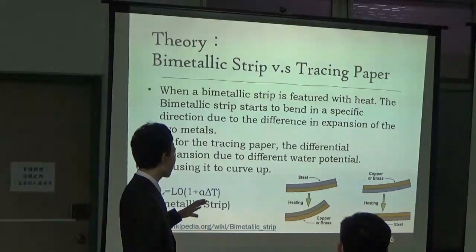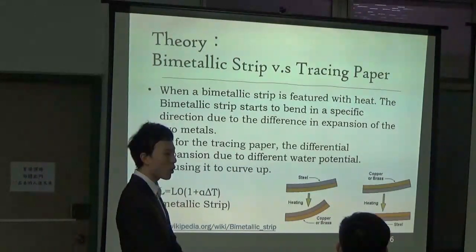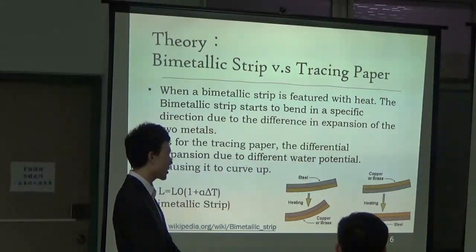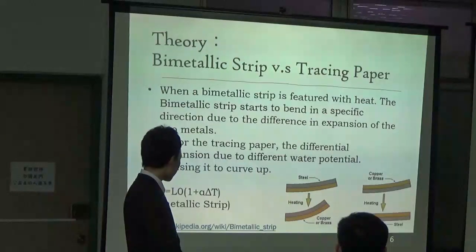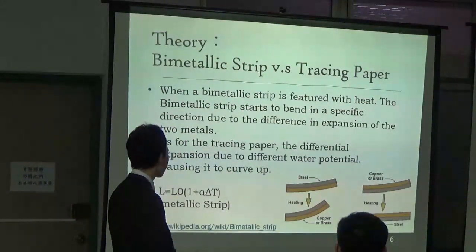But how does it correlate to the tracing paper? Well, we think that for the tracing paper, the differential expansion is due to the different water potential inside of the paper tissues. So I'll be talking about how the water potential will affect this phenomenon.